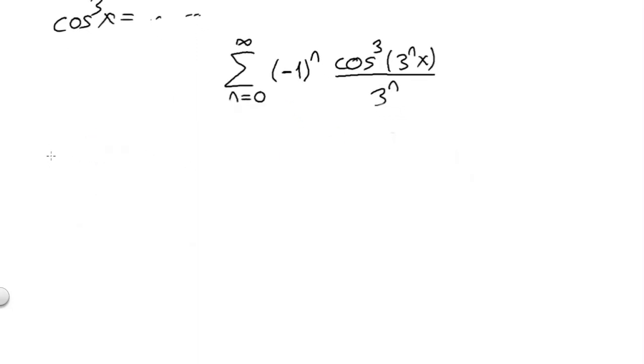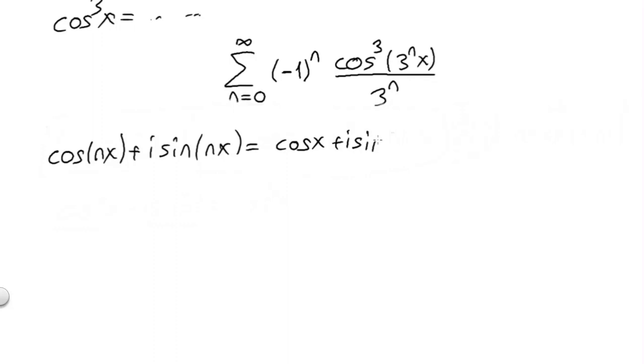So there is a theorem that says cosine nx plus i sine nx is equal to cosine x plus i sine x to the power of n. This is a really useful theorem, and if you know the polar coordinates, it's so trivial, but in general it's not. You can also prove it by induction. This is really important.